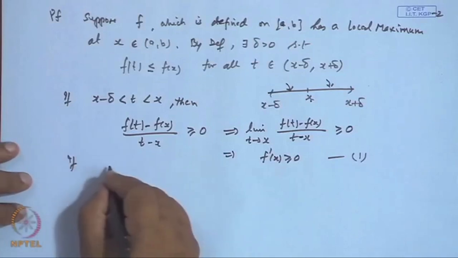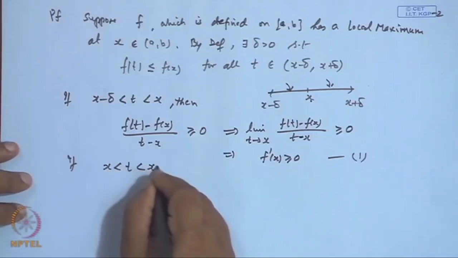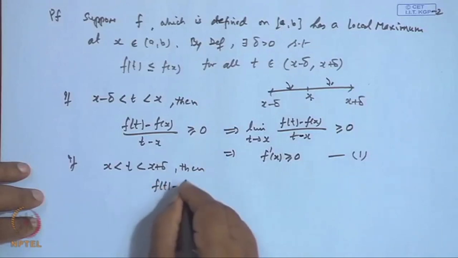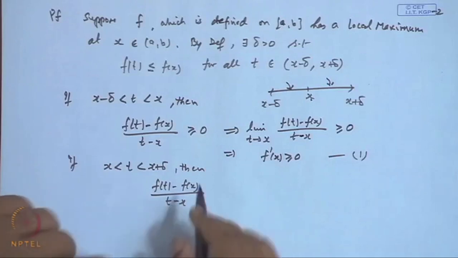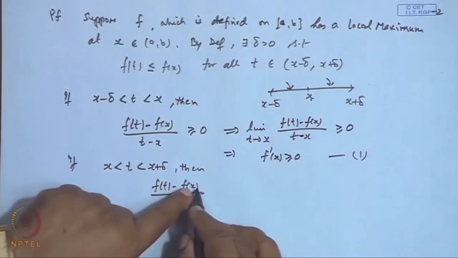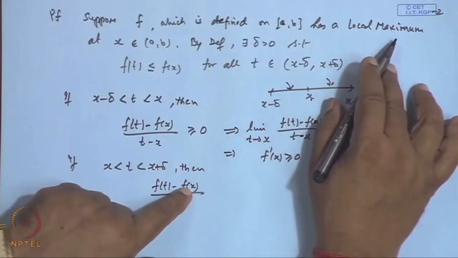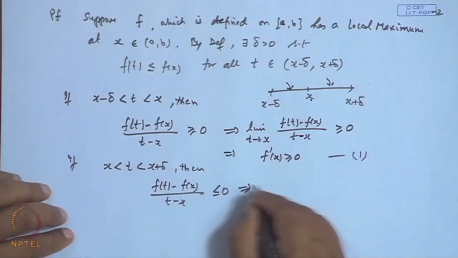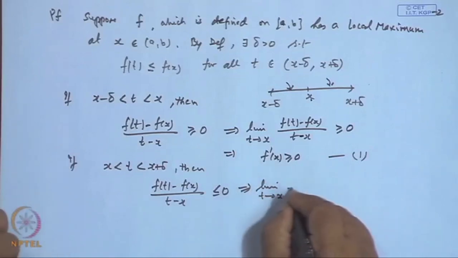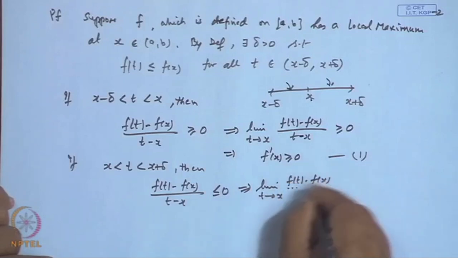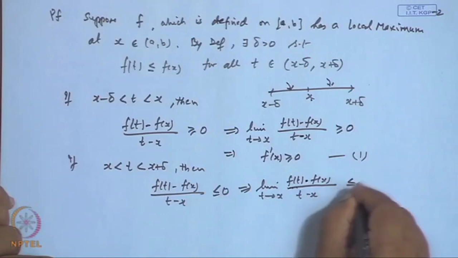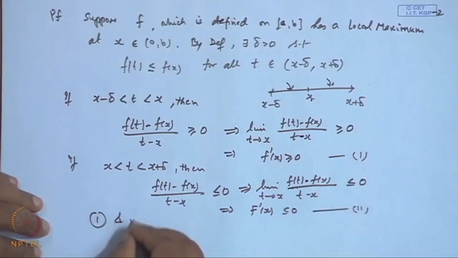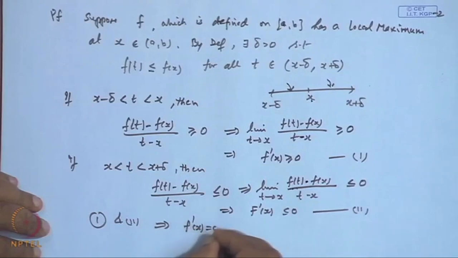Now, if t lies in the interval to the right of x, then consider the ratio f of t minus f of x over t minus x. When t lies here, f of t is always less than or equal to f of x, because x is a local maximum point, and t is greater than x, so t minus x is positive, so this ratio will be less than or equal to 0. Therefore, taking the limit as t tends to x of f of t minus f of x divided by t minus x will be less than or equal to 0, and that will imply the derivative is less than or equal to 0. So, 1 and 2 combined give you that the derivative will be 0 at that point.